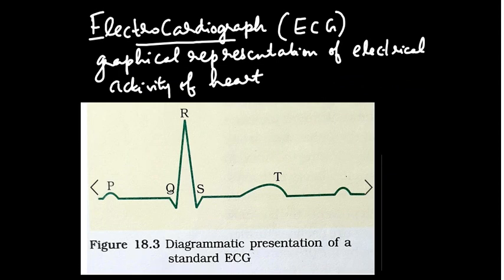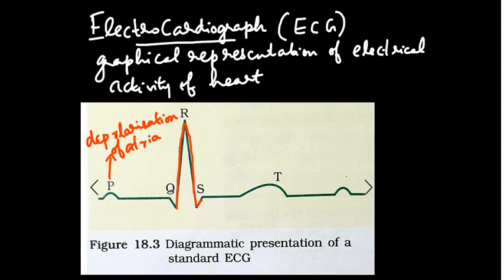So this is how a diagrammatic presentation of a standard ECG looks like. We can divide it into the different waves, such as the first, the P wave. The P wave stands for contraction of atria, that is atrial systole, which is also called depolarization of atria. And then we have the next wave, which is called QRS.